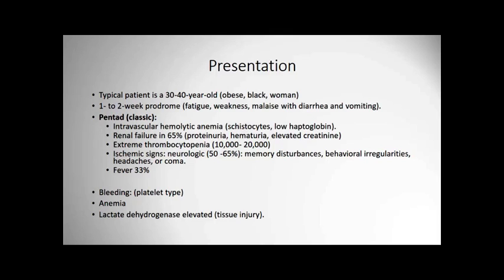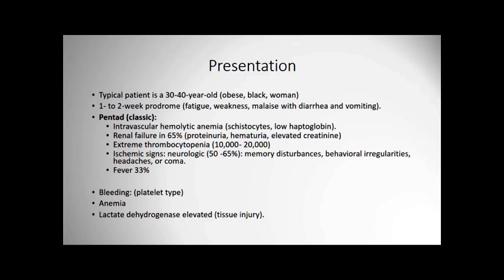And they present, when they really develop this TTP, with a pentad, a classic pentad. Remember, patients are not going to present with all 5 things, but these are the 5 things that classically are found in TTP. Intravascular hemolytic anemia. Remember what you see in the blood smears, schistocytes, and you see low haptoglobin because the haptoglobin is binding to the free hemoglobin. Renal failure, remember these thrombi are forming in the kidneys. Acute renal failure, you see proteinuria, hematuria, and elevated creatinine, 1.1 or sometimes more.